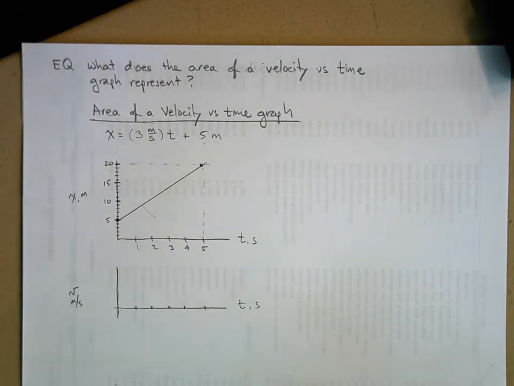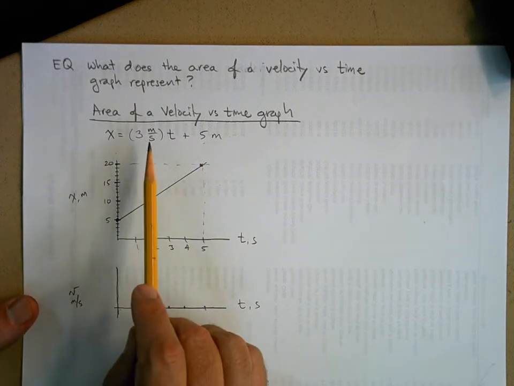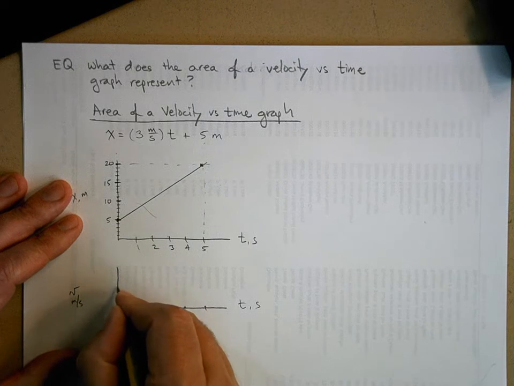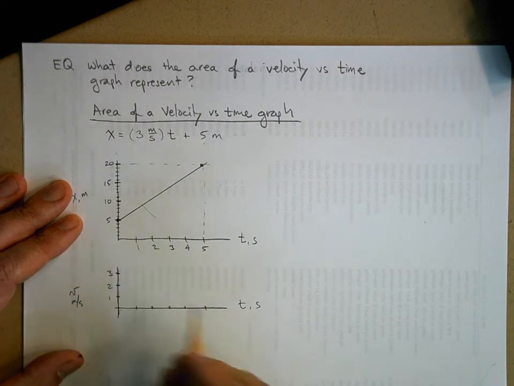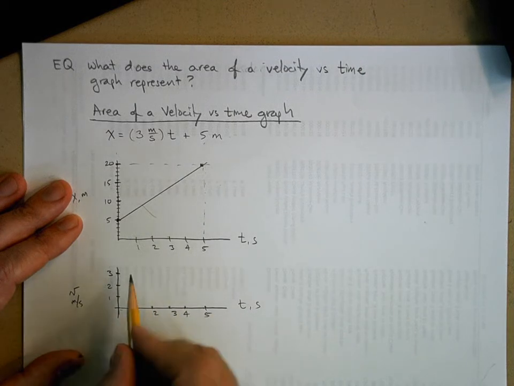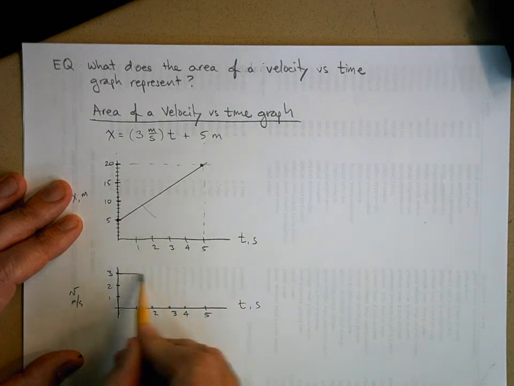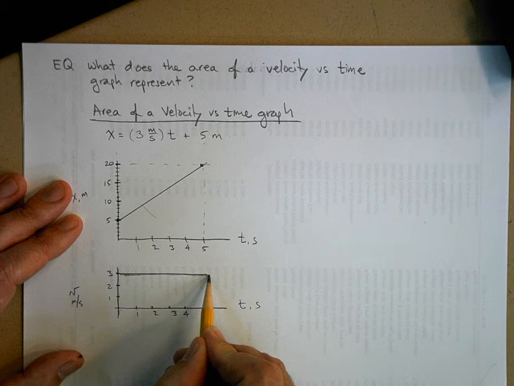And what's true about the velocity here? It's the slope of this line, so it's a constant, and we know that it's 3 meters per second. So 1, 2, 3. And it's the same at each time. That's what we mean by constant. Okay.